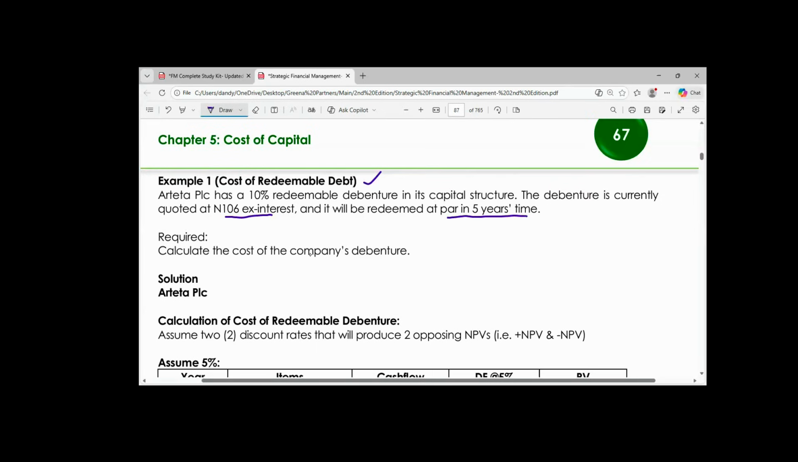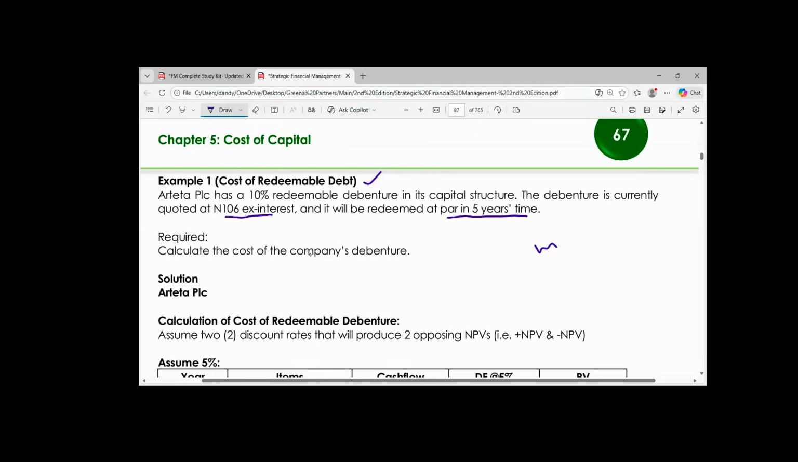Remember, you recall what I told you last time. The cost of redeemable debts is computed as internal rate of return. To do this, you have 2 steps to carry out. The first step is to assume 2 discount rates that will produce 2 opposing NPV. One discount rate will give you a positive NPV, then another discount rate will give you a negative NPV. Step 2 is to proceed to calculate the internal rate of return using IRR formula. That's what you need to do under the cost of redeemable debt.